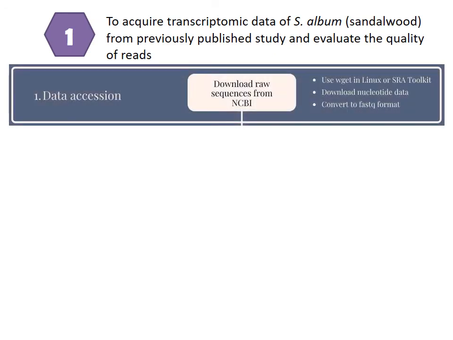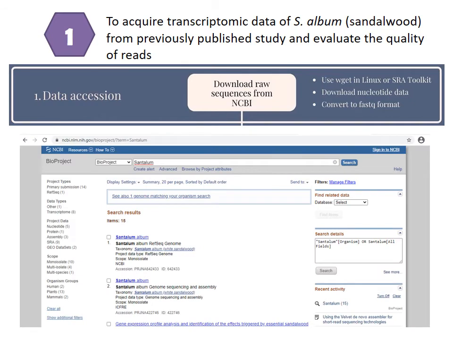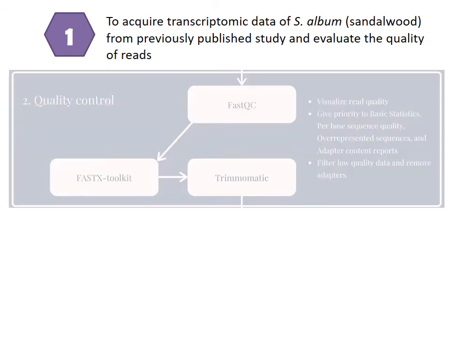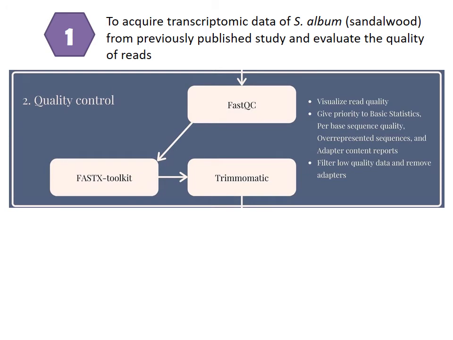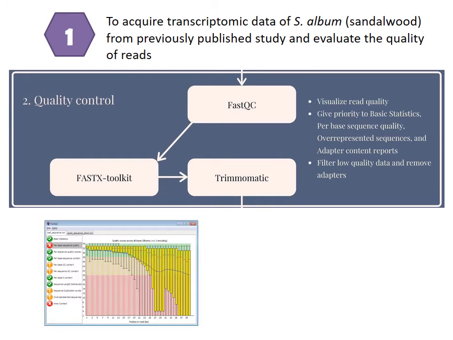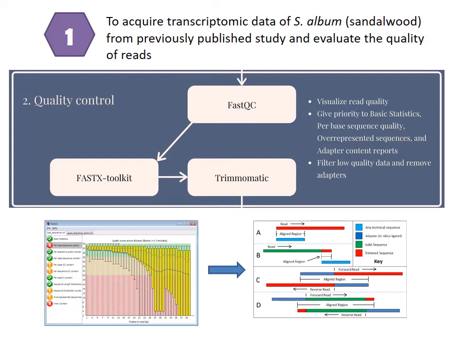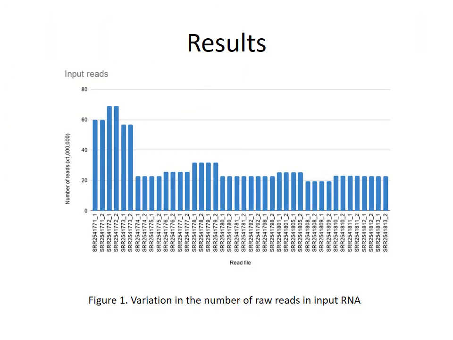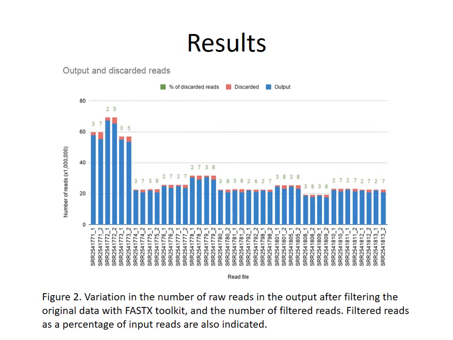Transcriptomic data was acquired from a previously published study through data accession, where raw sequences were downloaded from the NCBI database and converted into FASTQ format using the SRA toolkit. Quality control of the acquired transcriptomic data was done using FastQC, FastX toolkit, as well as Trimmomatic software. Figure 1 shows the variation in the number of raw reads in input RNA, and Figure 2 shows the variation in the number of raw reads of the output after filtering was done.